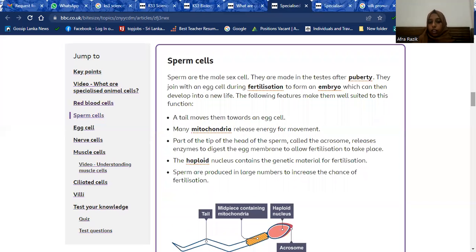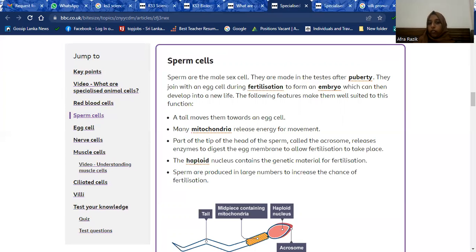Next one, we are coming to the sperm cell. Sperm are the male sex cell. You know, males and females are there. So males have sperm cells. They are made in the testes after puberty. When they come to a certain age, like teenage, right, sperms are produced from the testes.